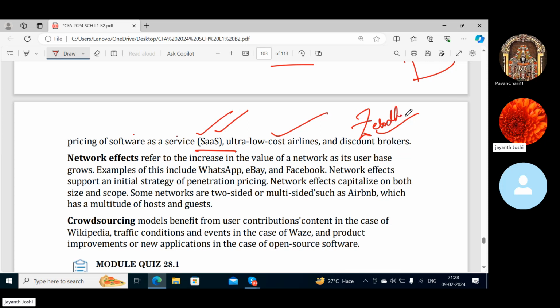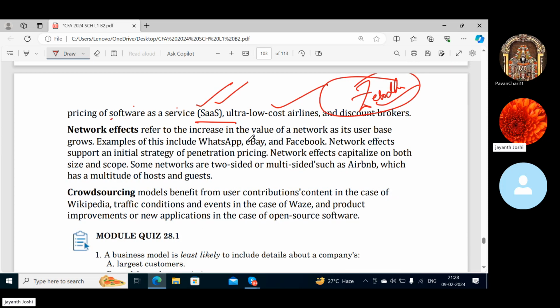I can tell you about this guy, what they were and what they are today. You can see their history. Network effects refer to the increase in value of a network as its user base grows. Examples include WhatsApp. As more and more people join WhatsApp, eBay, Facebook and all, they make money. So network effects support an initial strategy of penetration pricing.